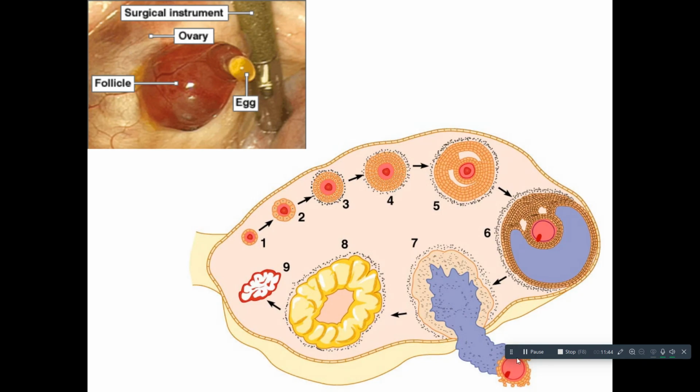The follicle bursts. The oocyte, which is a secondary oocyte by now, as well as its surrounding supporting cells, are going to be released into the peritoneal cavity, only to be swept into the fallopian tube, where they might or might not meet a sperm cell.